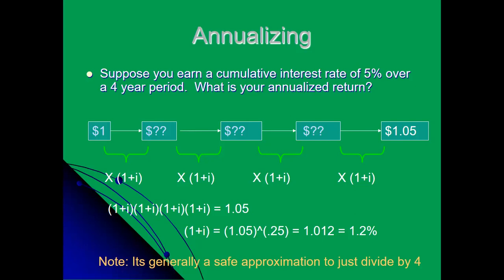To approximate, that could be 5% divided by 4, which is 0.0125, very close to the actual 1.2%. We can use that for approximation. But then again, because this is compounded interest, that's why it is not suggested for the actual interest rates.